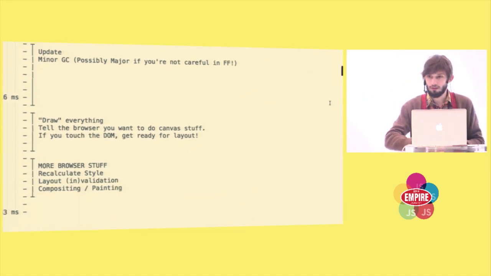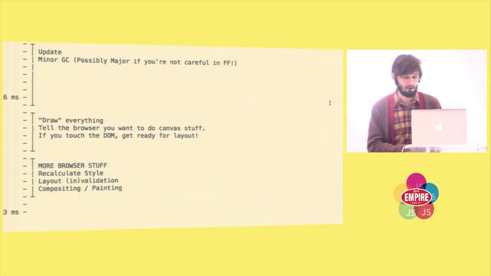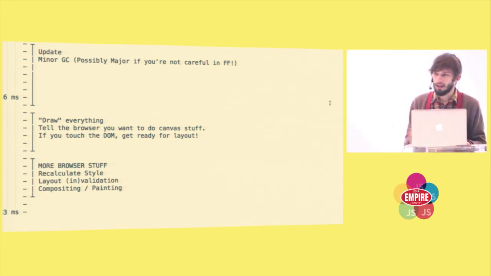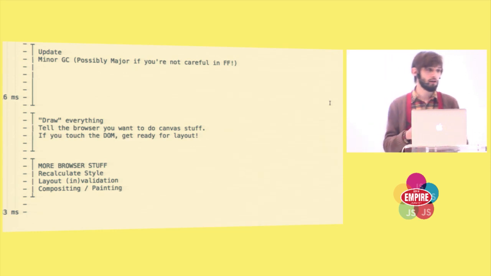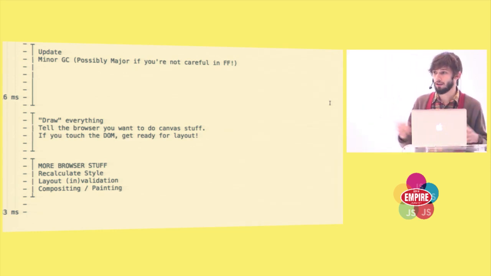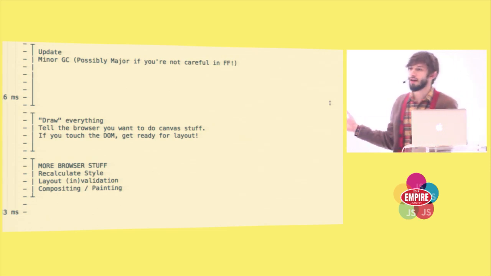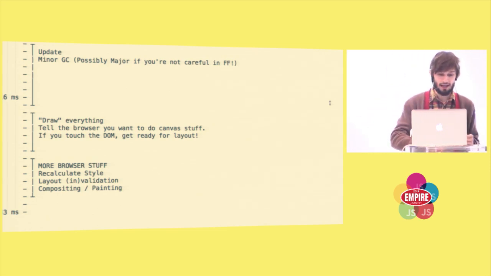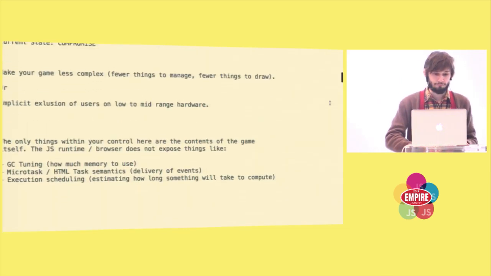You're finally going to draw everything, which just tells the browser I want to draw something. It doesn't actually hit the hardware or anything. It just gets it ready. And if you're going to do a DOM game, using actual elements, get ready for the browser to actually calculate layout and things, which is completely uncontrollable in terms of time. So at this point, we're way past our 16 millisecond budget, and we're not even done yet. So what do we do about that?